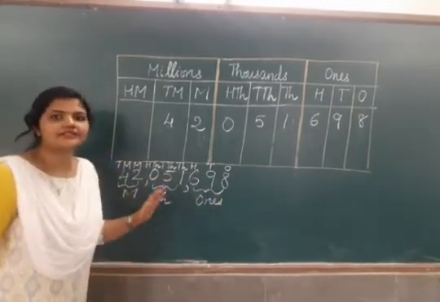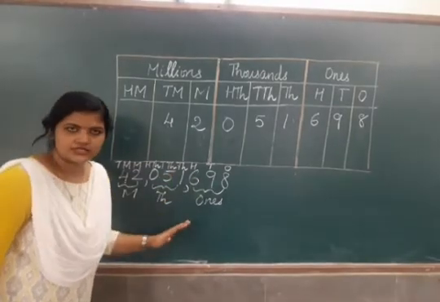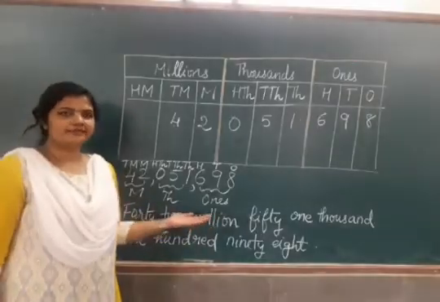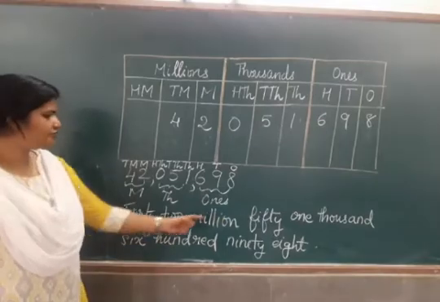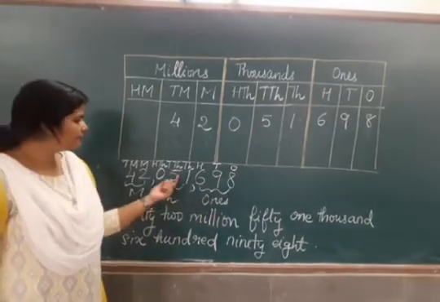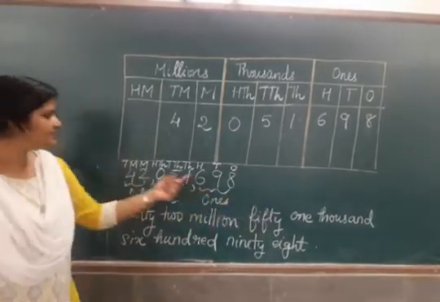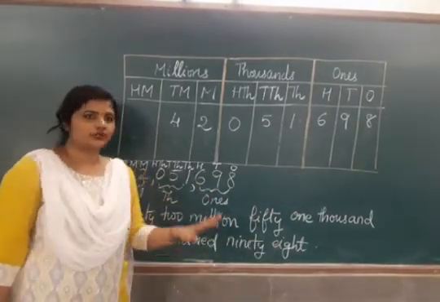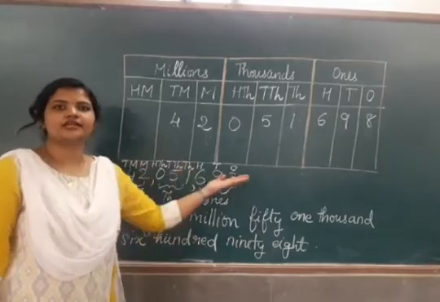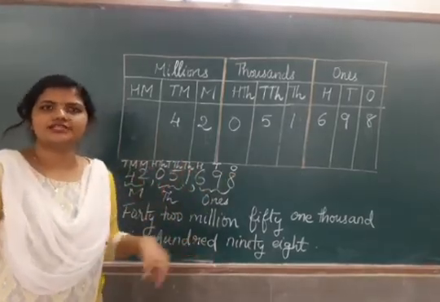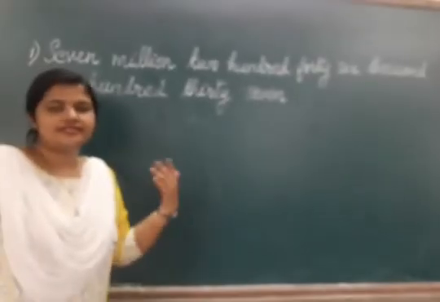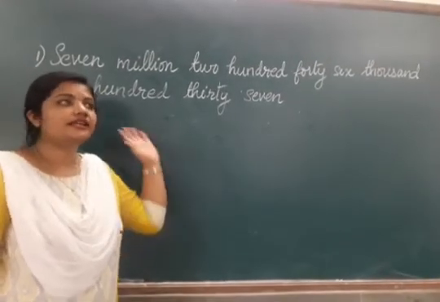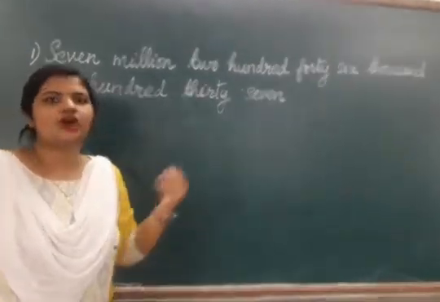Now let's write this number in words. So this number can be written as 42,051,698. I hope you understood how to write and read the numbers using the International System. Now let's discuss how to write a number name in numbers or in figures.